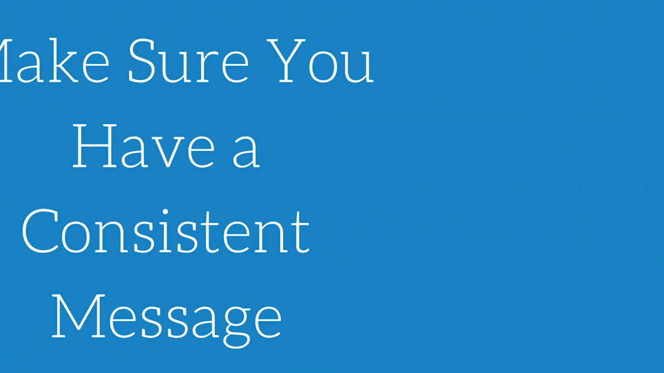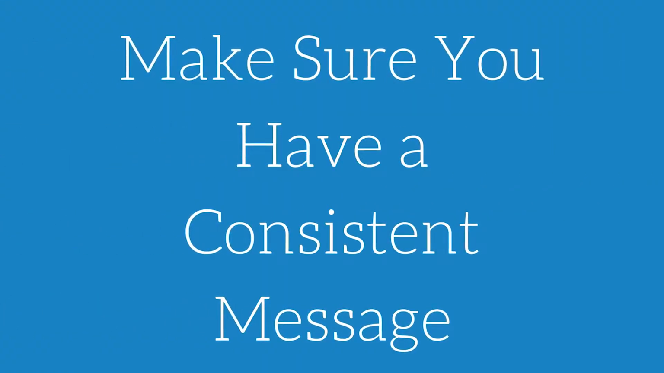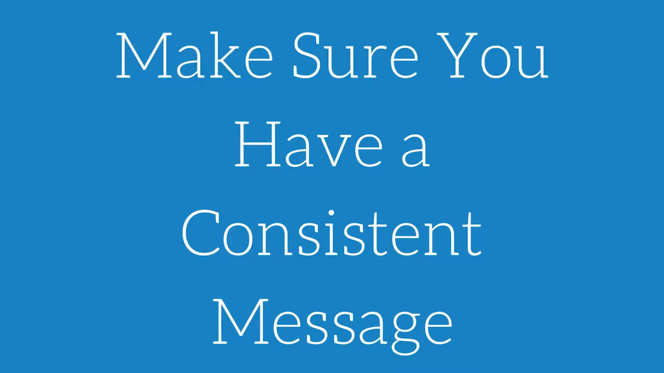Tip number two, make sure you have a consistent message. This can go from your ad, the photo you're doing, to the landing page. A lot of people have an inconsistent message, and basically they're talking about selling one thing, and then you get to the actual landing page and it's about a whole different thing. So this is about actually solving that problem, and make sure you solve that problem across your ad and the actual interest you're targeting, and also on the landing pages.